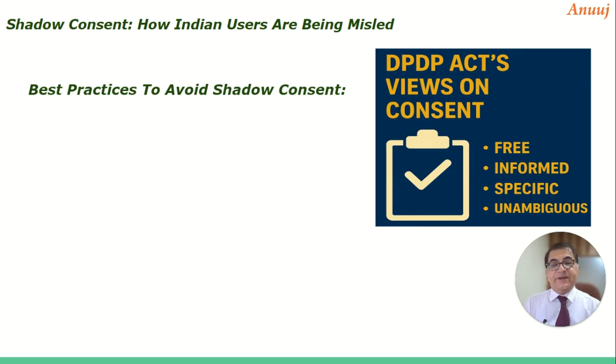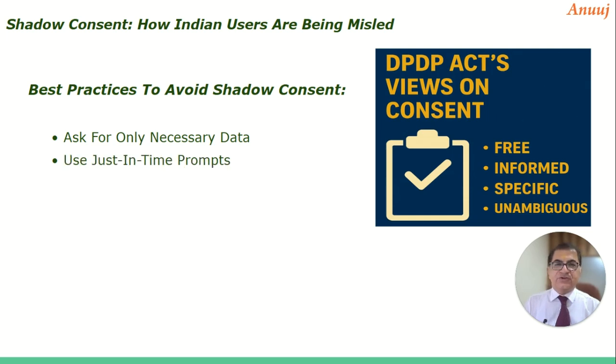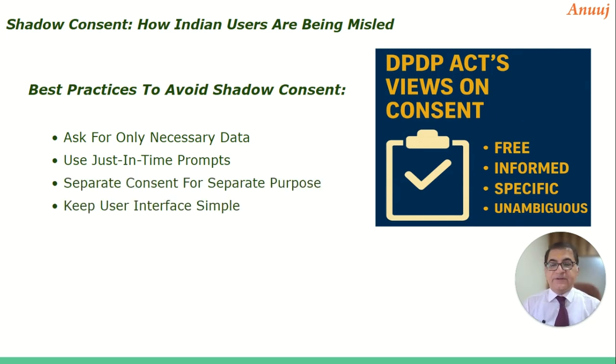What about some of the best practices to avoid shadow consent? Ask only for necessary data. Give them granular choice. You can have just-in-time prompts. You open up the camera and you get a screen that tells one purpose and accept, right? It does not mean that because you are giving a just-in-time prompt, you can have multiple purposes there. A separate consent for each separate purpose. Keep the user interface simple. Provide easy withdrawal options.